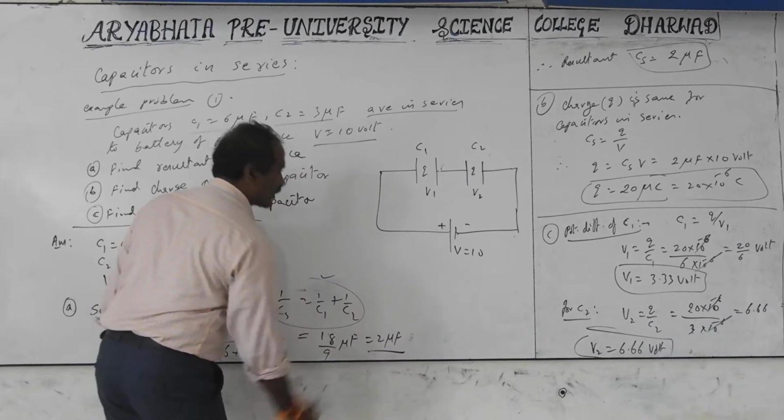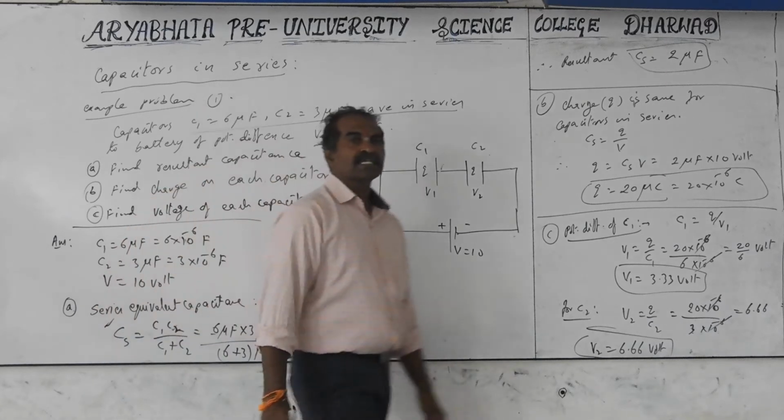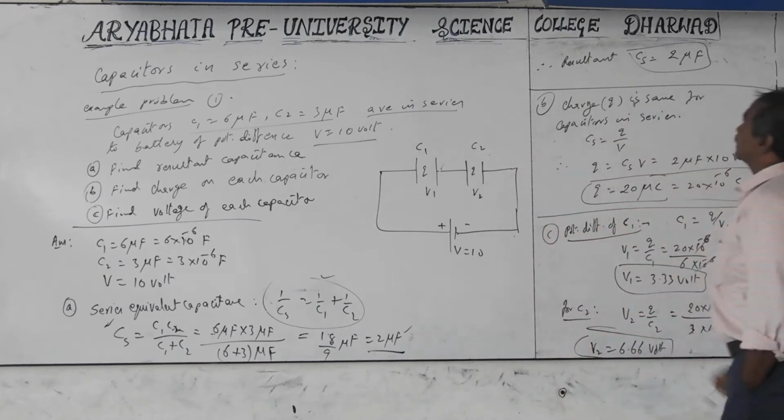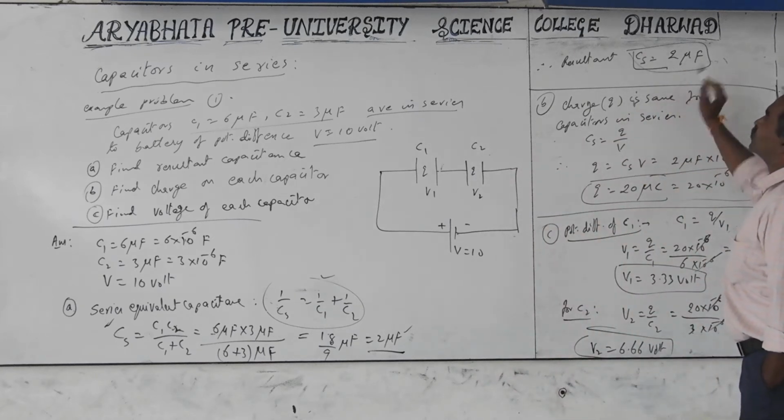So the answer is 2 microfarads, or 2 into 10 to the power minus 6 farads, is the resultant capacitance. You can give it in microfarads also. So the resultant capacitance in series combination is 2 microfarads.